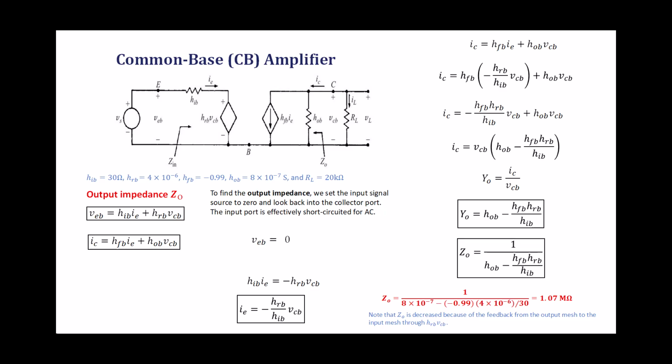Again, exactly what we'd expect from the common base configuration. One more thing worth noting, ZO here is actually decreased slightly compared to what you'd get from HOB alone because of the feedback from the output mesh back to the input mesh through HRB VCB. It's a small effect, but it shows that the parameters aren't fully independent of each other.